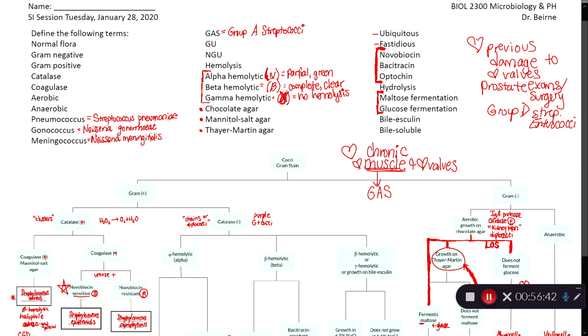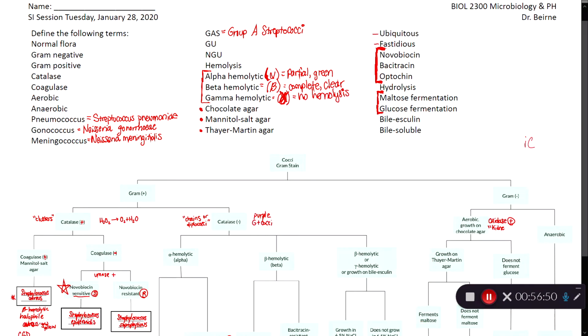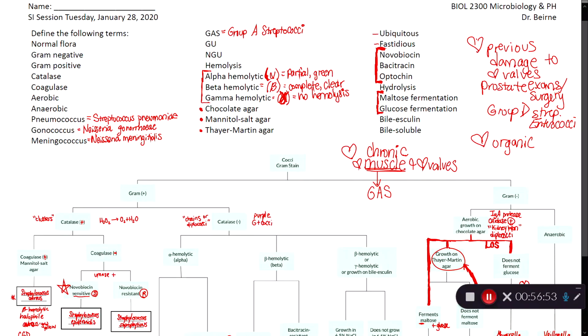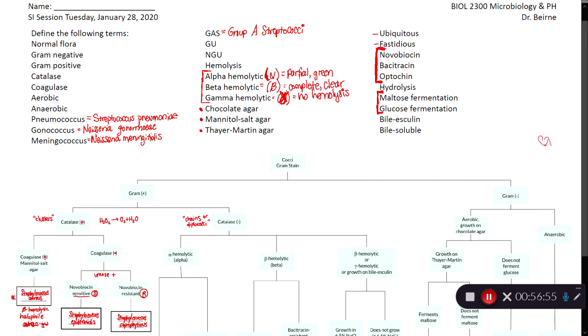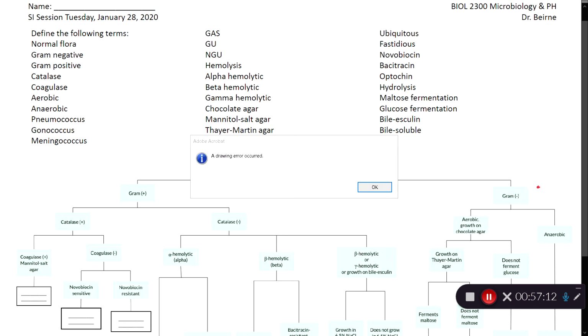If it involves organic heart valves, whoops, oh, I don't know why it's doing that. Okay, organic heart valves combined with a patient with history of IV drug use, maybe. This is going to be indicative of your catalase positive, coagulase positive.